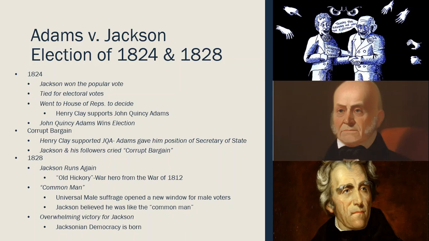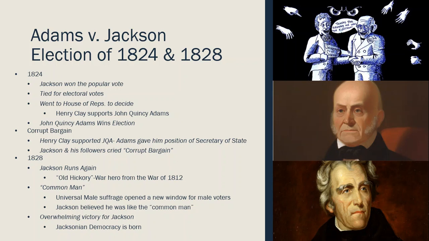But then, once John Quincy Adams started selecting his cabinet members, this is where Jackson starts to get angry. John Quincy Adams selected Henry Clay as his Secretary of State. And this is where Jackson and his supporters claimed that there was a corrupt bargain. There must have been an inside deal.